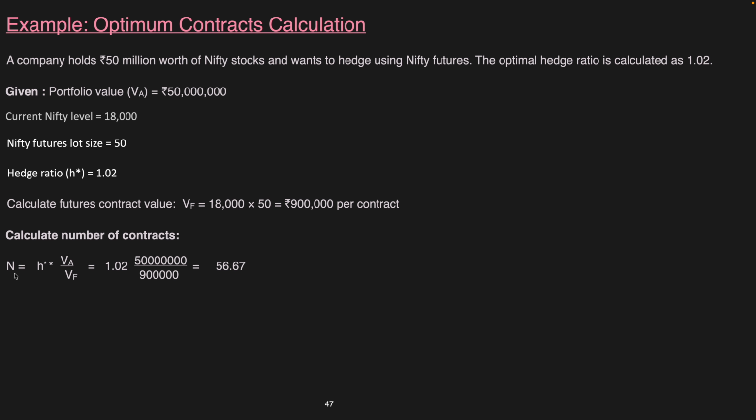Now the number of contracts you have to short, n, will be 1.02 into 50 lakh, because your portfolio value is 50 lakh, divided by 9 lakh. The portfolio is more volatile compared to the futures. So you have to short 56.67, or approximately 57 contracts of the future, in order to hedge your portfolio.